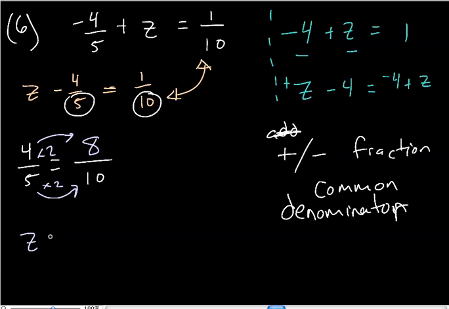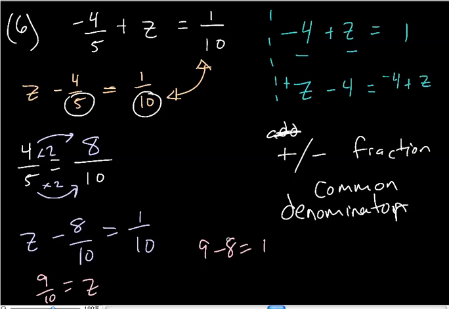So the new equation is z minus 8/10, not 4/5, equals 1/10. And what is this? What minus 8 equals 1? Okay, 9 minus 8 equals 1. So z must be 9/10. Another way to do that is to add 8/10 to both sides. And 1/10 plus 8/10 is still 9/10.